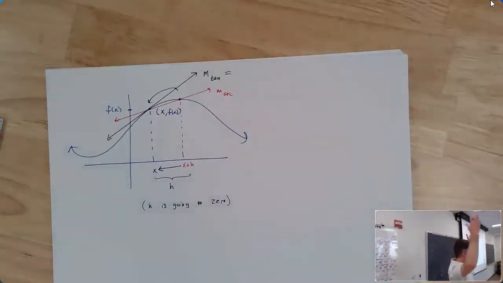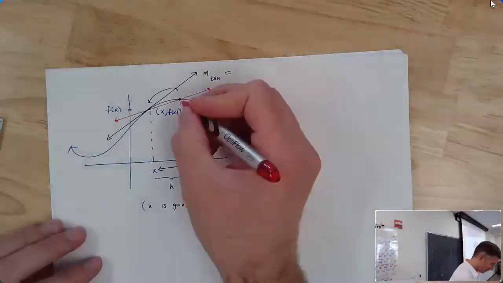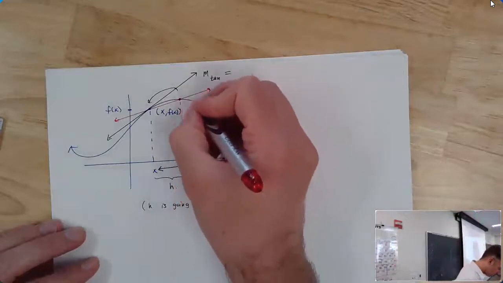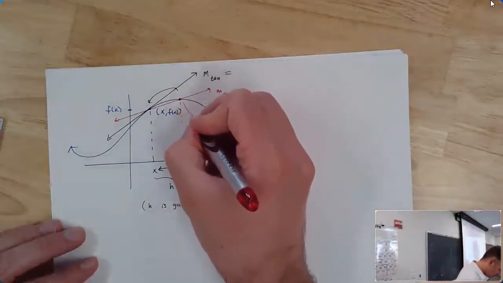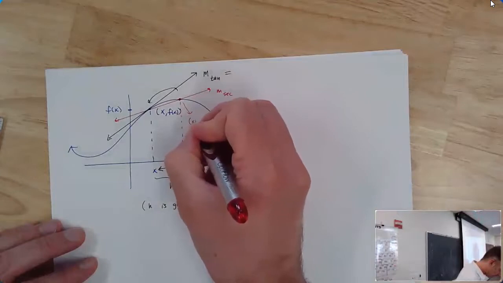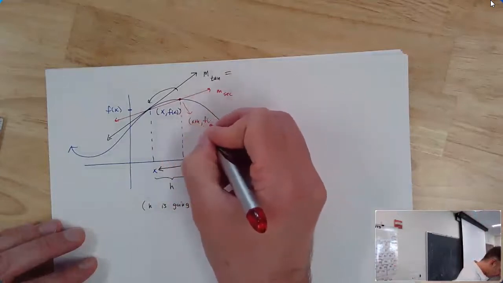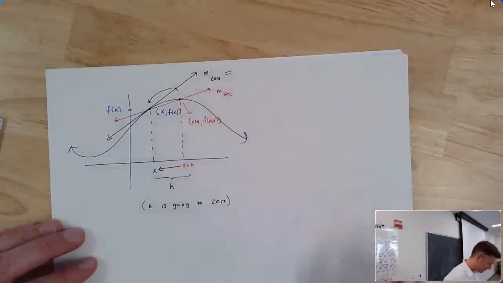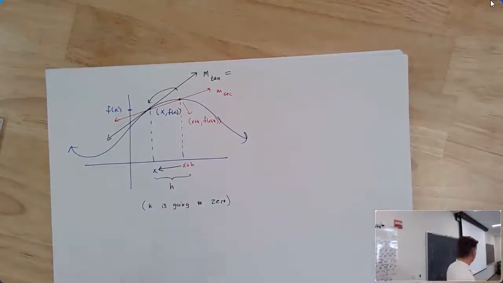It's the difference in the rise, the y's, over the difference in the x's. So this point over here, which is our x plus h comma f of x plus h, that's our other point.